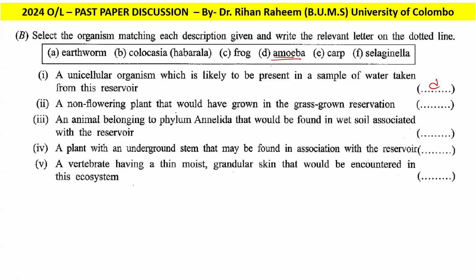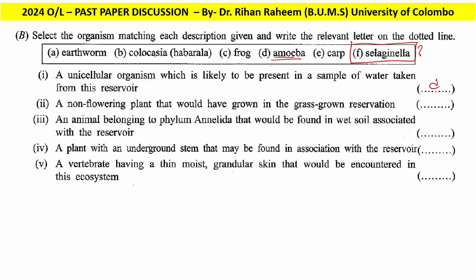A non-flowering plant that would have grown in the grass-grown reservation. Okay, so actually the answer is Selaginella if you don't know that, because it's a non-flowering, non-seeding plant. Okay, so if you have a doubt, keep it. We'll see whatever remaining, we'll have to put it.